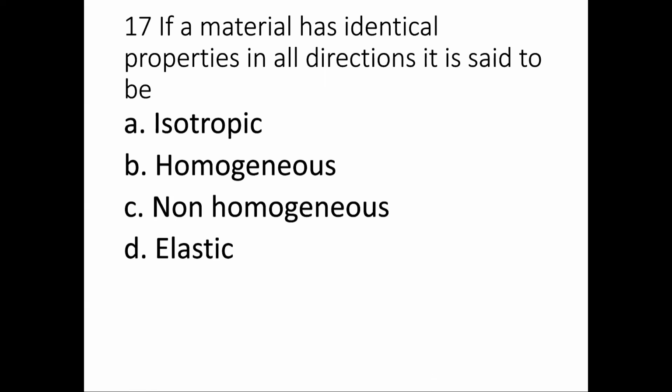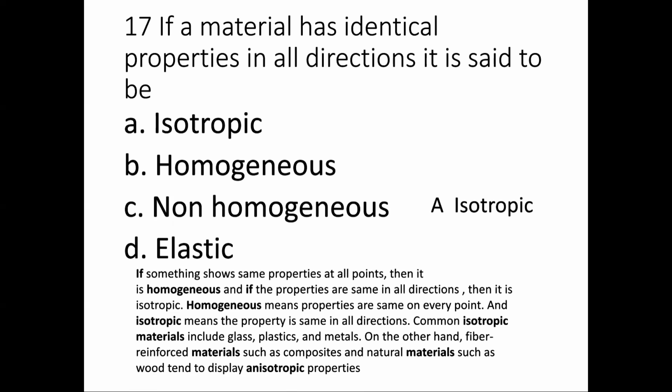Next question. If a material has identical properties in all directions, it is said to be, options A isotropic, B homogeneous, C non-homogeneous, D elastic. Answer option A isotropic. If something shows same properties at all points, then it is called homogeneous. And if properties are same in all directions, it is isotropic. Common isotropic materials include glass, plastic, and metals. On the other hand, fiber reinforced materials such as composites and natural materials such as wood tend to display anisotropic properties.